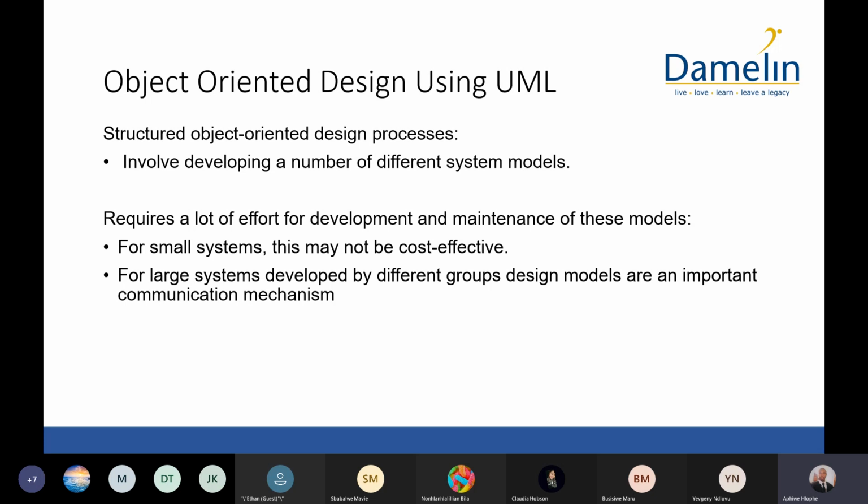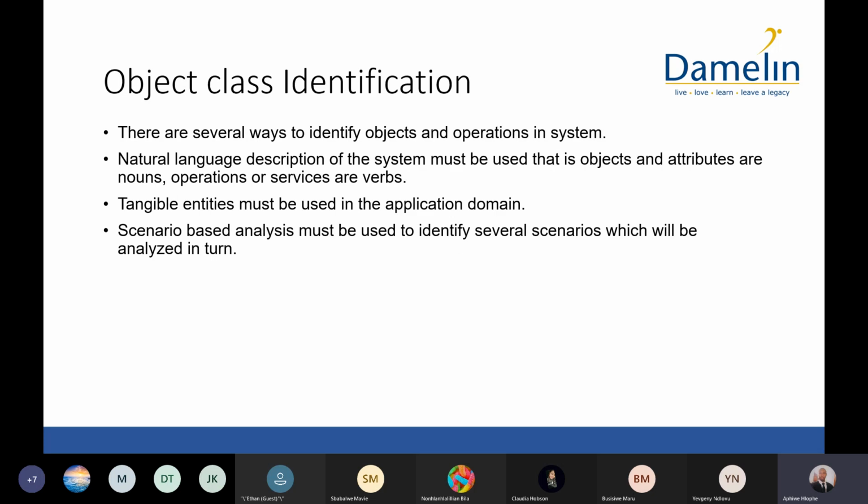So object class identification, okay? This is the process in which you actually look at a particular case study and you try to identify the objects. And there are several techniques that people use to do this. There are several techniques to identify objects operating in a system. We tend to use a natural language description of the system. It must be used such that objects and attributes are nouns, and operations and services are verbs. Okay, so we use nouns. We look at the case study for nouns, and we use natural language description to identify potential use cases and actors.